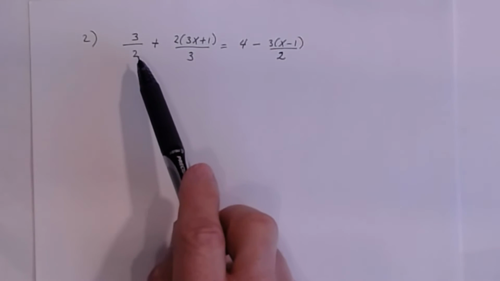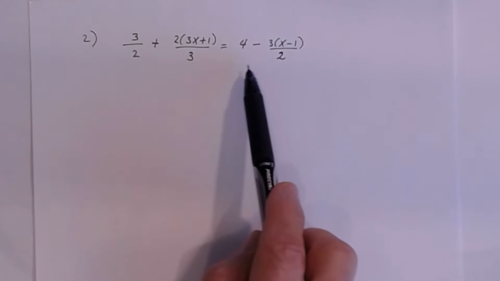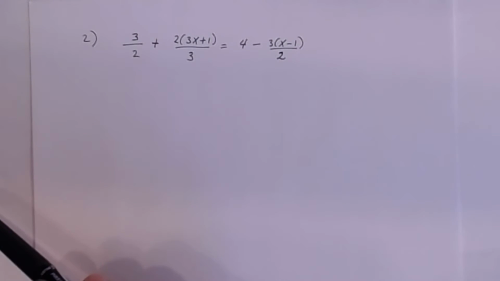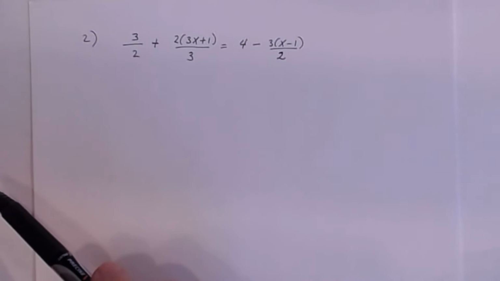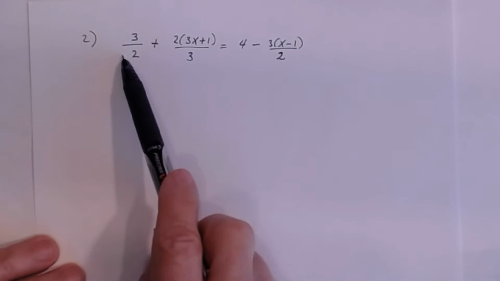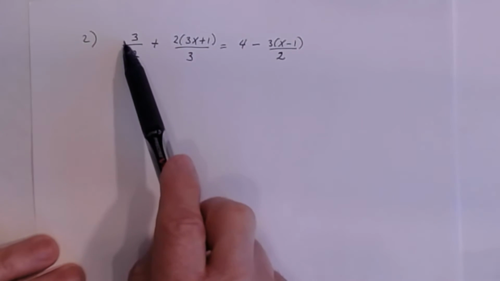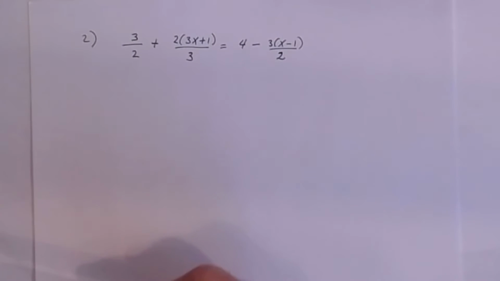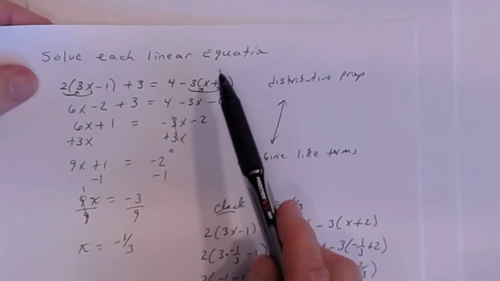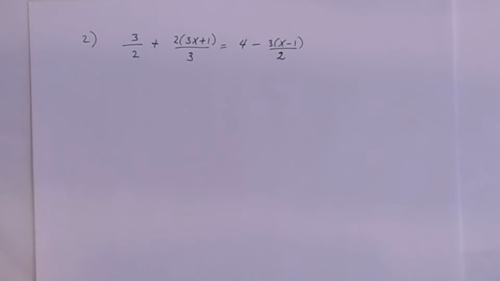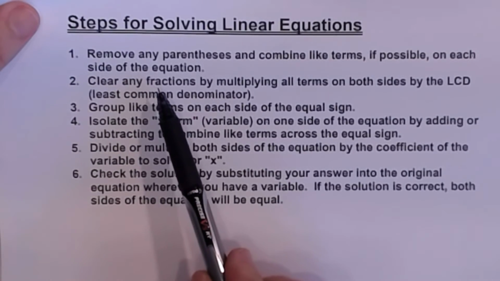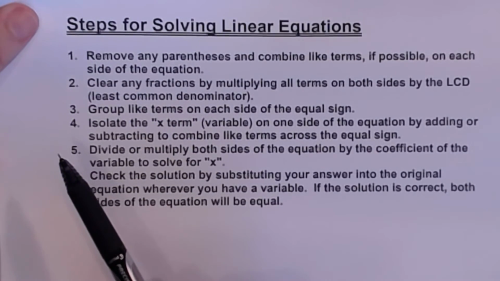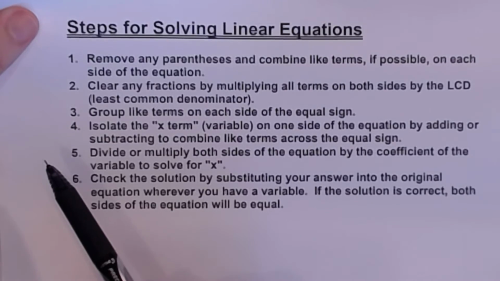In another lesson, you may have variables in the denominator. In that case, we'll just go ahead and call it a rational equation. For the most part, this could still be considered a rational equation because you have rational expressions. 3/2 is a rational number. But for right now, let's call this a linear equation. One of the things you want to do, remember, since I do have fractions, is step number 2. Step number 2: you want to clear any fractions by multiplying all terms on both sides by the LCD.